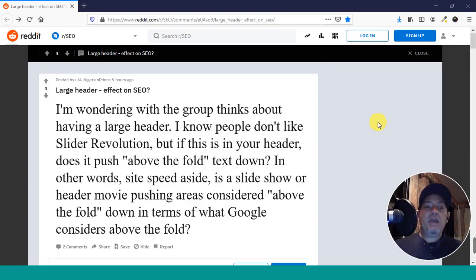So this person's saying, and I know why they're asking this, because this is a belief that was talked about in SEO circles for a long time. People would always say, whatever text is above the fold, Google treats that more importantly. Now, Google seems to be a lot more sophisticated than that nowadays.